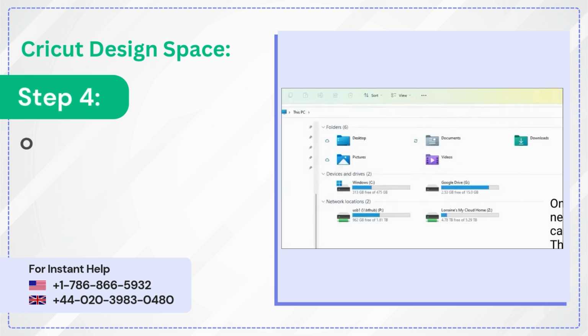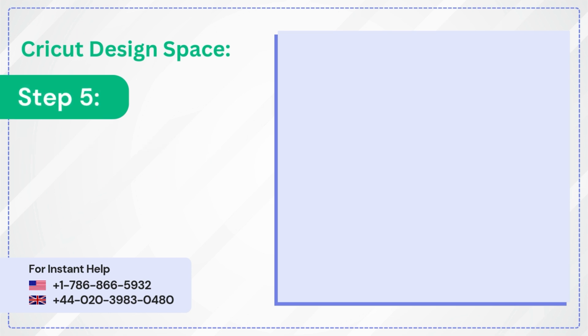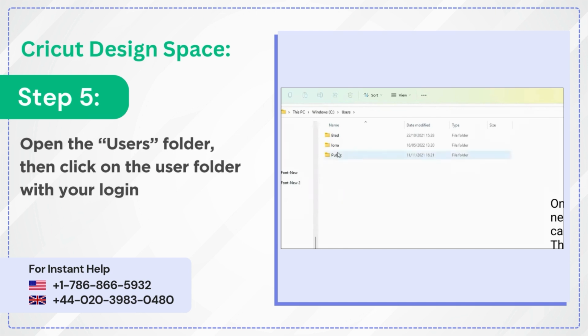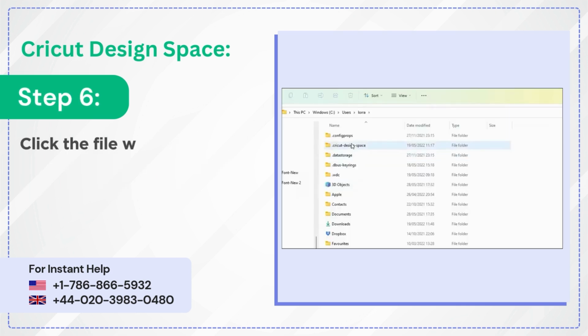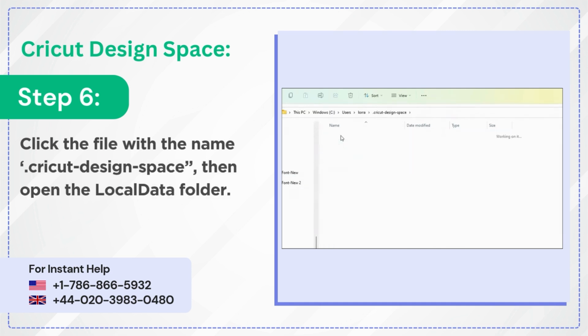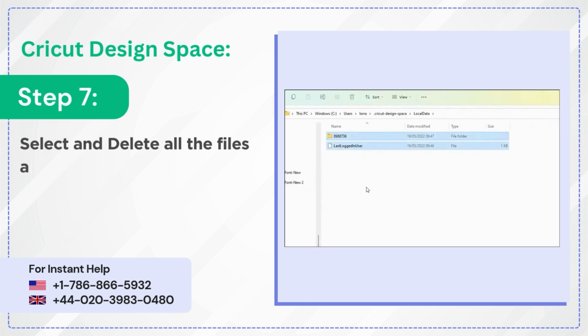Step 4. Open your Windows C drive. Step 5. Open the Users folder, then click on the User folder with your login name. Step 6. Click the file with the name .Cricut Design Space, then open the local data folder. Step 7. Select and delete all the files and folders.